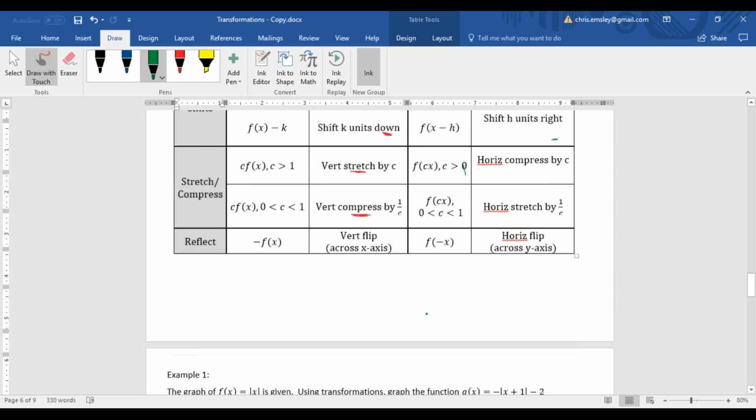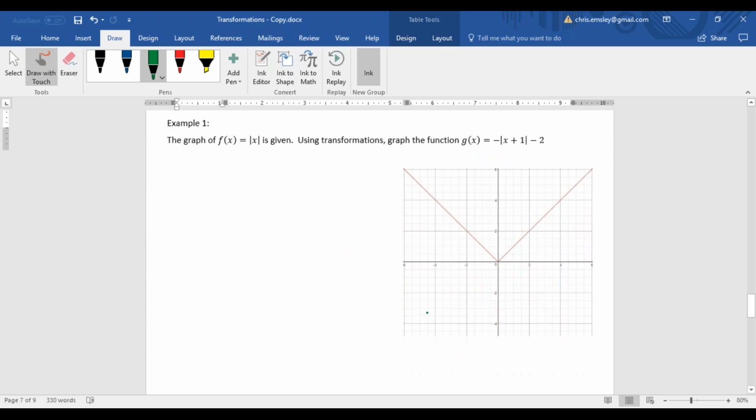So anyway, let's look at a few problems. Here's one example. There's a lot of different kinds of transformation problems you could see. I just picked a couple to look at in this video. In this graph, they gave us y, or f of x equals the absolute value of x. Right here's the picture. It makes kind of like a V shape. Using transformations, we want to graph this new function. So let's pick a different color. We want to graph g of x equals negative absolute value of x plus 1, minus 2.